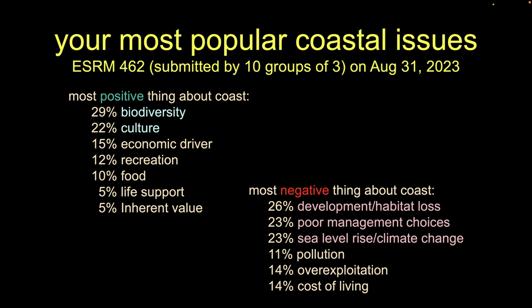But just a quick review before we go on. The big winners in terms of things that everybody seemed to like were the cultural aspects of the coast and the biodiversity parts of the coast. The big negatives were the transformation of that region, development, fragmentation, loss, that kind of stuff. Poor management choices, which you were referencing a bit more generically. And then issues related to sea level rise and stuff associated with climate change. And then everything else was a bit below that.